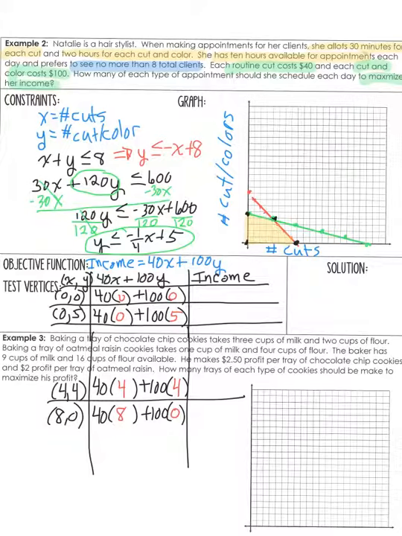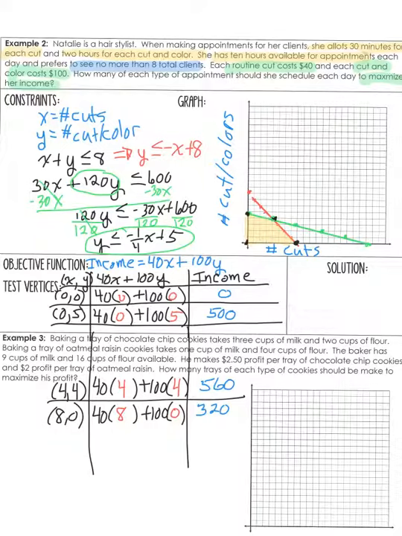Okay, so then let's throw this into our calculator and we will find our income. So clearly 0, 0 is going to give us no income. If she's not going to cut anybody's hair, she's not going to make any money. Then for 0, 5, she's going to end up with $500. Not bad. That's in one day. And then for 4, 4, she ends up with $560. And then for 8, 0, she's going to end up with $320.